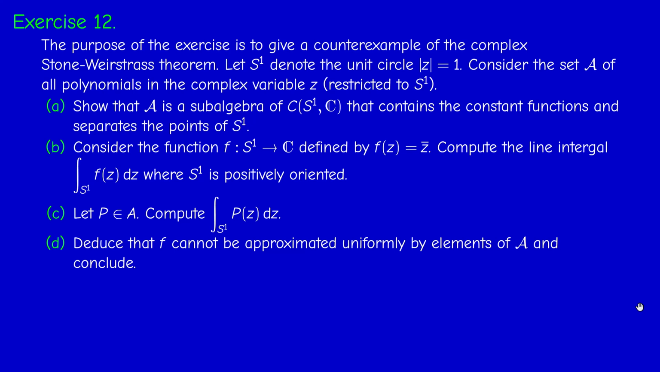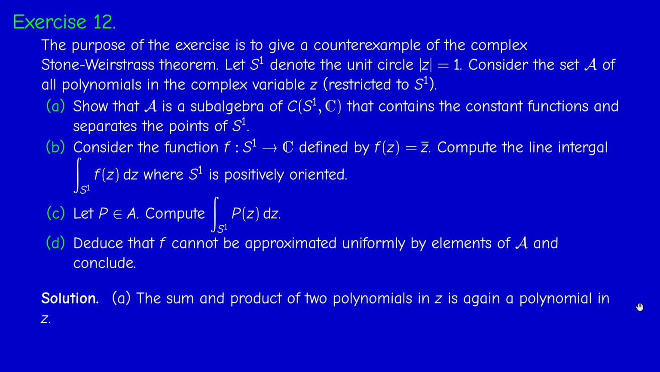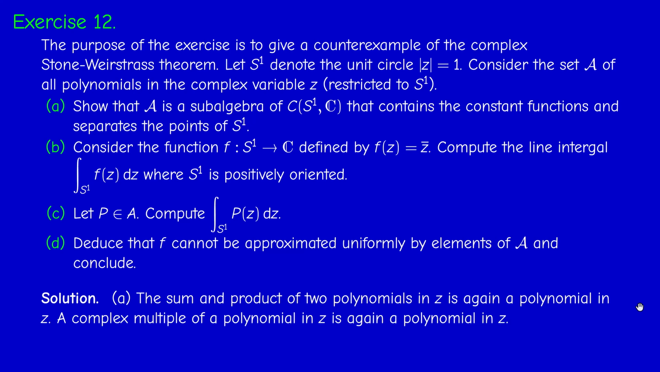However, it's not dense. Okay, so we announced this in the lectures: when you replace R by C, the theorem does not hold. So we need an extra assumption, and this will be done in the next exercise. Okay, so the first question is easy because the sum and product of two polynomials in z is again a polynomial in z, and the multiple of a polynomial in z is a polynomial in z, so it's straightforward. Okay, constant functions, of course: the constant function equal to 1 is a polynomial. Just take a0 equal 1.